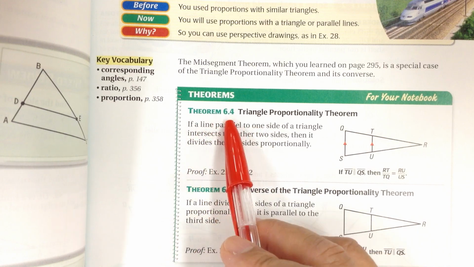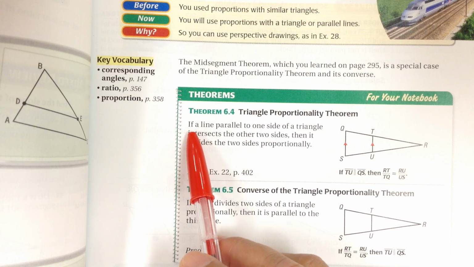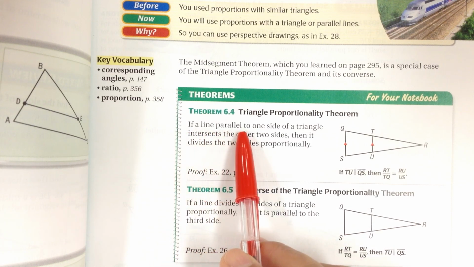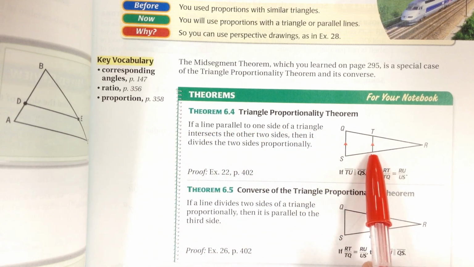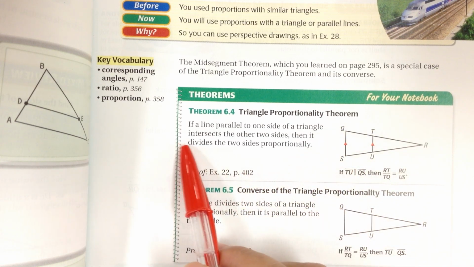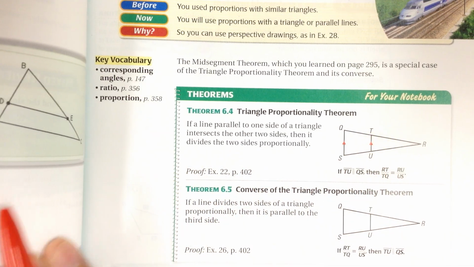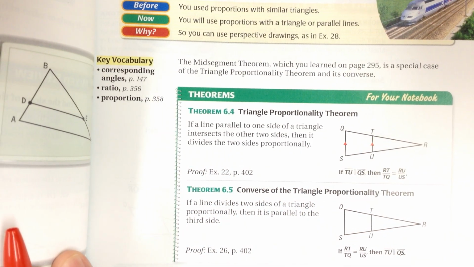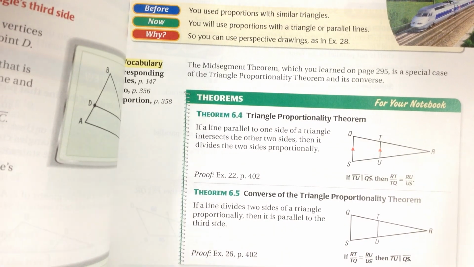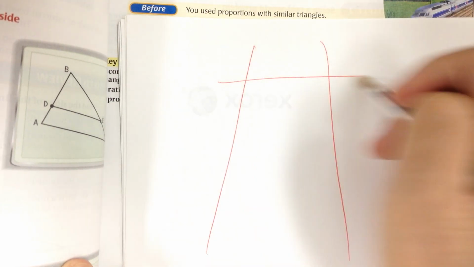So theorem 6.4, the triangle proportionality theorem. If a line parallel to one side of a triangle intersects the other two sides, then it divides the two sides proportionally. What they're saying is that when you have a parallel line, it will form the proportion. Remember, I had this example earlier. It looks like a ladder, right?